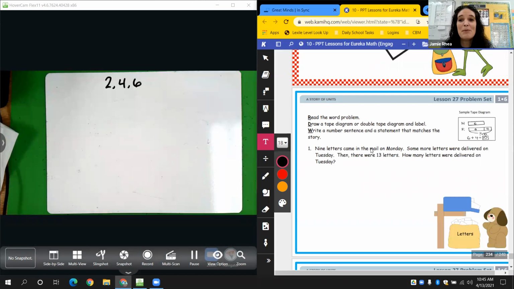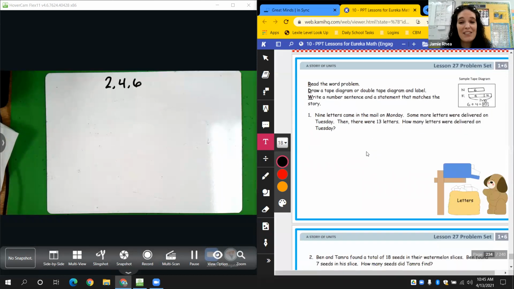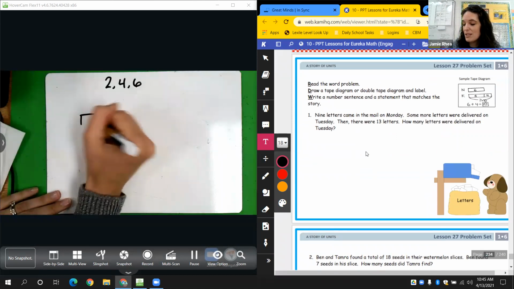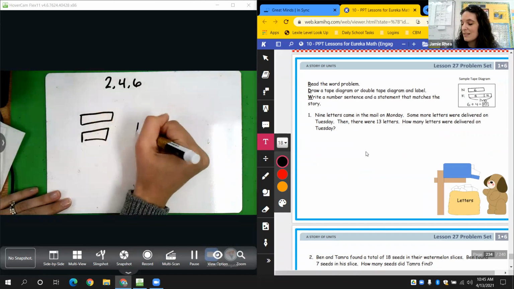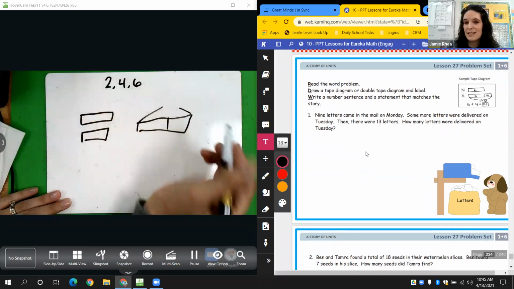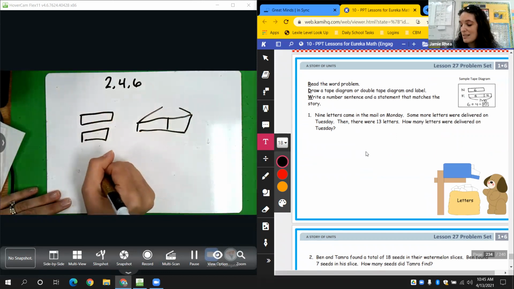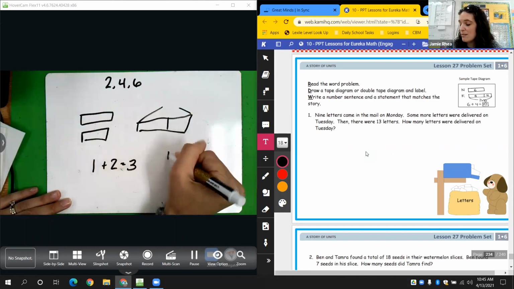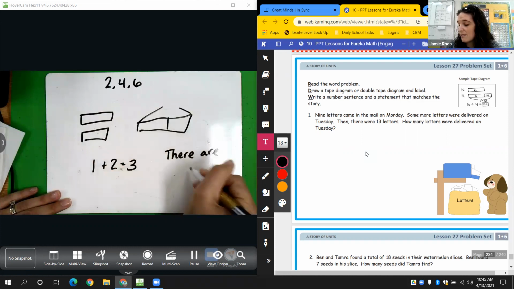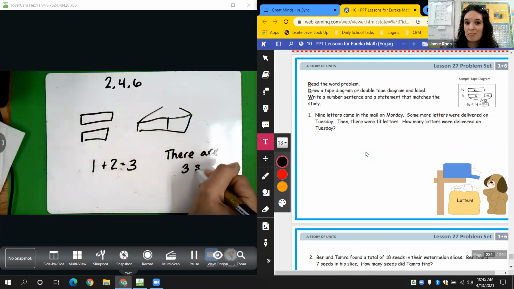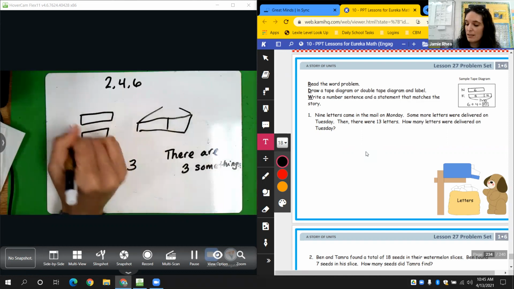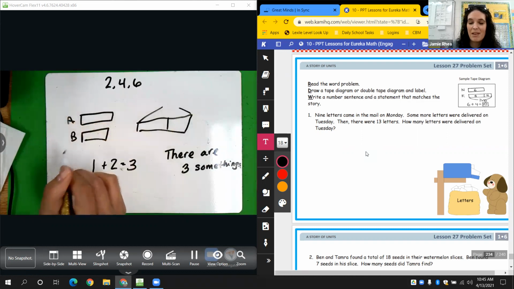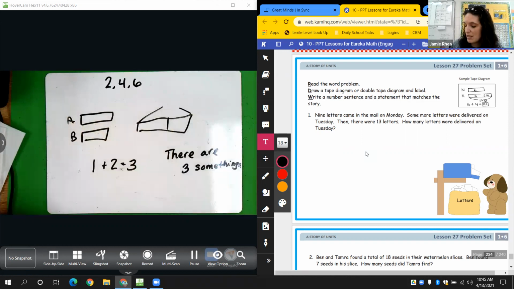Okay, friends, let's go to our problem set. Now, I'm not going to do an example with you today because we just did numbers 1, 3, and 5 together. So you should know that I need to see the tape diagram drawing, whether it be like this, or like this, however you do it. I need to see a number sentence. And I need a statement. Drawing, don't forget to label. Number sentence, statement. 3 things, you have to have them.